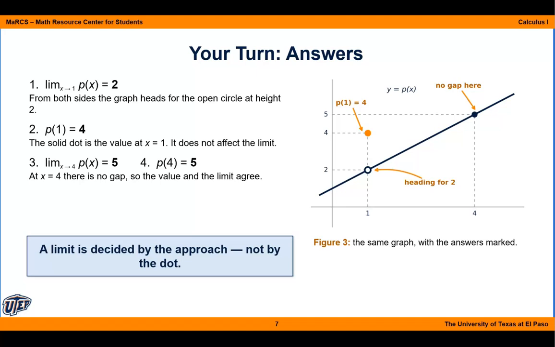Next, as x approaches 4, the graph approaches a height of 5. Therefore, the limit is 5. At x equal to 4, there is no hole or separate point. The point on the line is solid, so the actual function value is also 5. In this case, the function value and the limit agree. The main lesson is that a limit is decided by the approach, not by the dot.